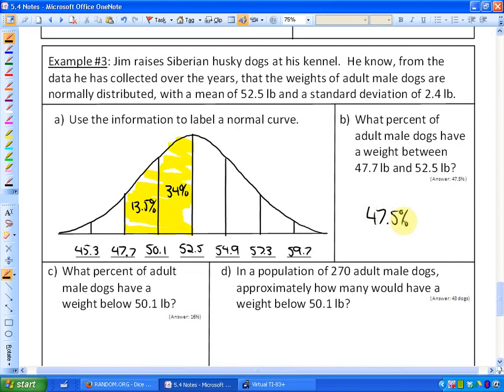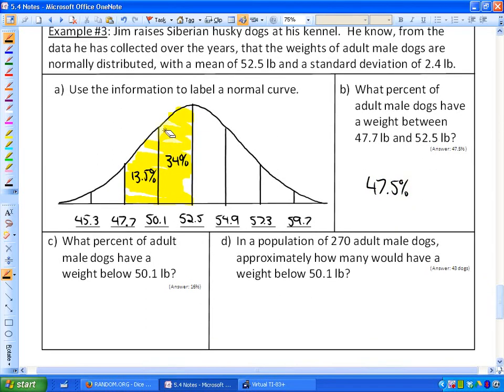In our next example, it says, what percent of adult male dogs have a weight below 50.1 pounds? So below 50.1 pounds would be this group of dogs here. And if you look at the normal distribution, or I can add the numbers in for you, this piece is 2.35%, and this is 0.15%. So if you add those, you will get 16% of dogs. I'll just fill in the rest of the normal distribution. Because it's symmetrical, these percents never change.